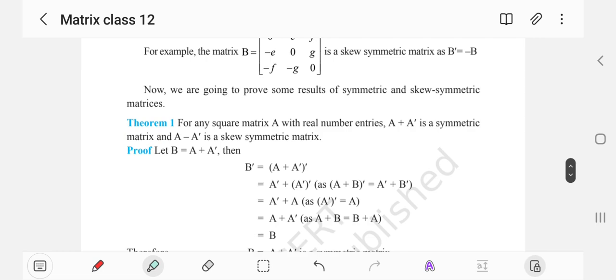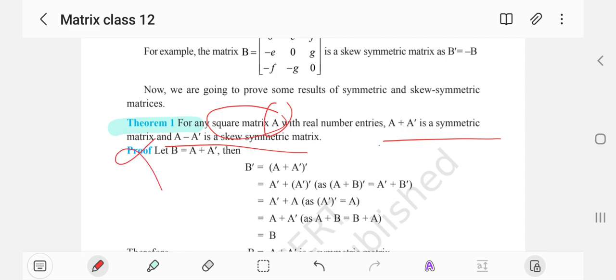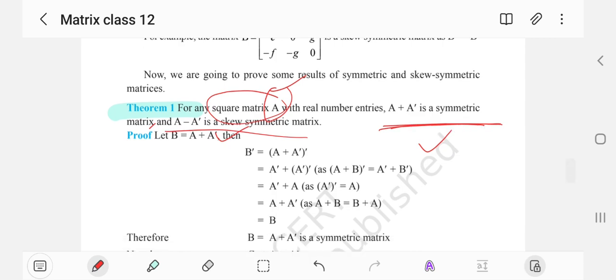Let's see theorem 1. This theorem says that if A is some matrix, obviously a square matrix, then A plus A transpose is symmetric and A minus A transpose is skew symmetric. We need not do this proof, and it can be very easily verified using some example. We will see the example and see whether it is true or not. The thing that you have to keep in mind is that if some square matrix is given, then A plus A transpose is a symmetric matrix and A minus A transpose is a skew symmetric matrix.